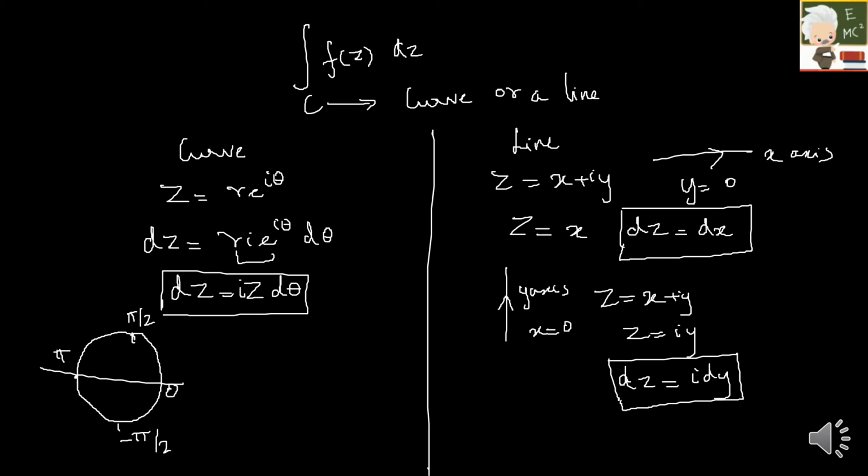Sometimes they will give the upper half of the circle. The upper half of the circle is 0 to pi. But how do we decide whether it is from pi to 0 or 0 to pi? They will give you clockwise or anti-clockwise direction. If it is clockwise, then your limit should go from pi to 0.